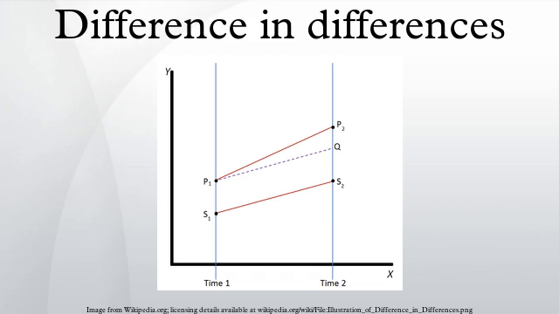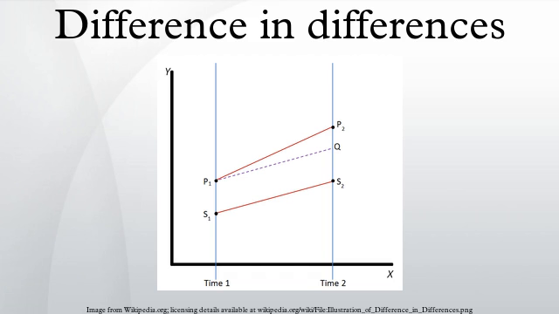Difference in differences is a statistical technique used in econometrics and quantitative sociology, which attempts to mimic an experimental research design using observational study data. It calculates the effect of a treatment on an outcome by comparing the average change over time in the outcome variable for the treatment group to the average change over time for the control group.